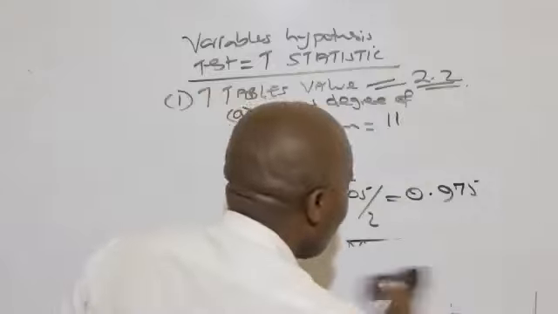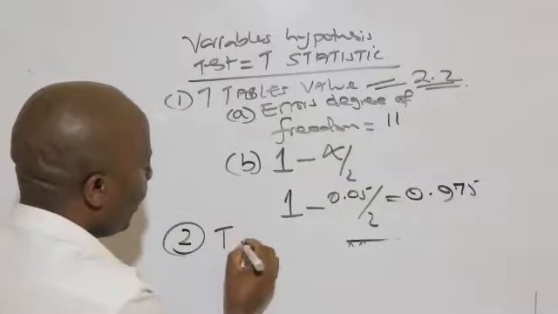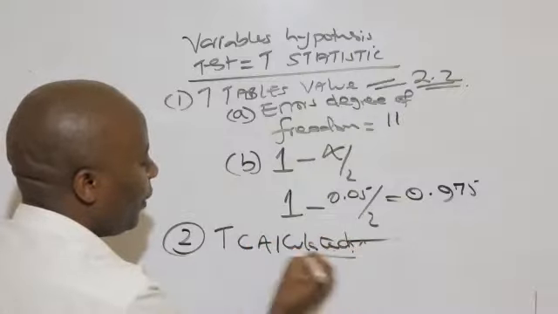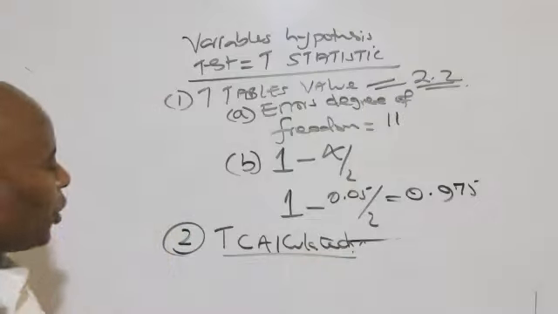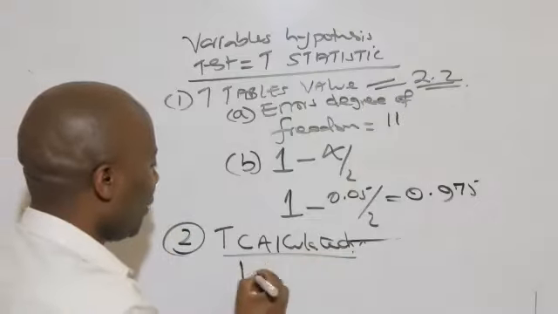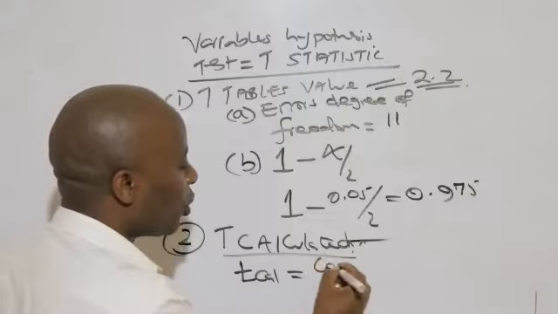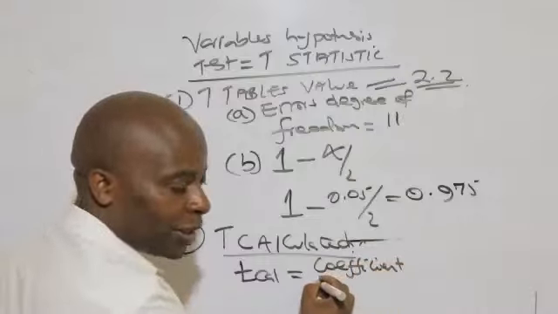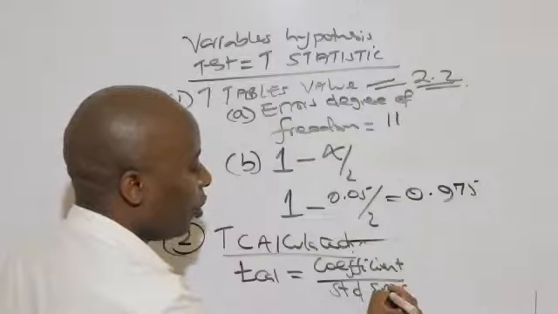Now, after that, the next step, number 2, will be to calculate what we call the T ratios or the T calculated figures. So the T calculated figure, T ratio, equals the coefficient all over what? The standard error. Coefficient all over the standard error.